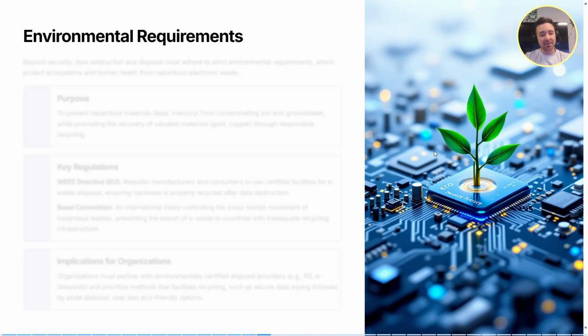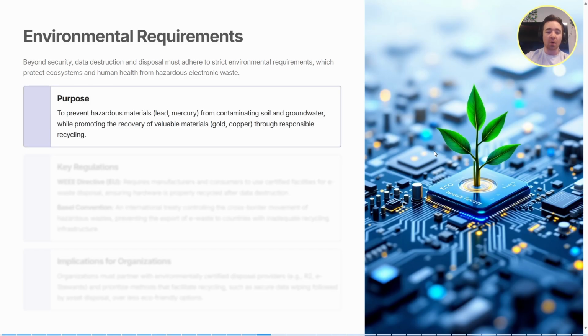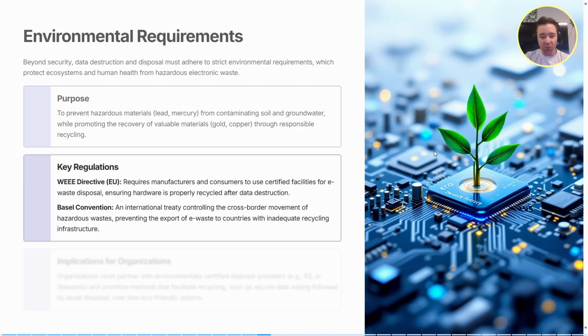Additionally, I think this is the last one, we've got environmental requirements, right? Beyond security, if we're disposing of all of our drives, we can't just dump it in the river, right? We do have environmental requirements. We want to prevent lead and mercury from contaminating the environment. We do need to make sure we are putting things in place to make sure we're not doing this, okay?